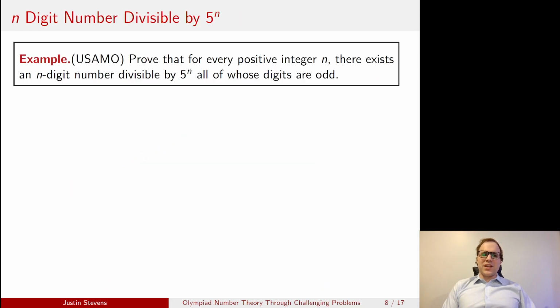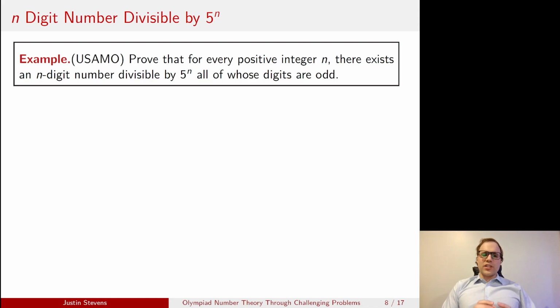And now to wrap up this video, I want to look at a USAMO problem that uses induction. It says, prove that for every positive integer n, there exists an n-digit number divisible by 5 to the n, all of whose digits are odd. And this seems like a very challenging problem.